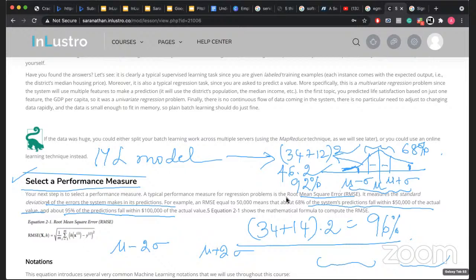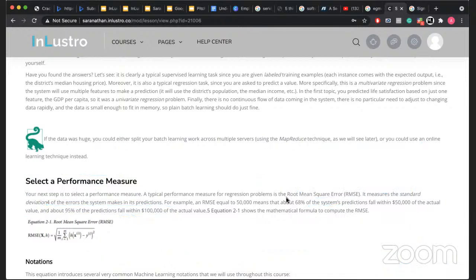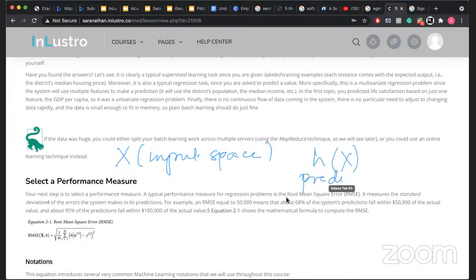Now, this is essentially what RMSE does here. So what we do is we take each data point. Assume that X is the input space. Your predicting function is H. So H of X becomes your predicted output, and say y is the actual output.